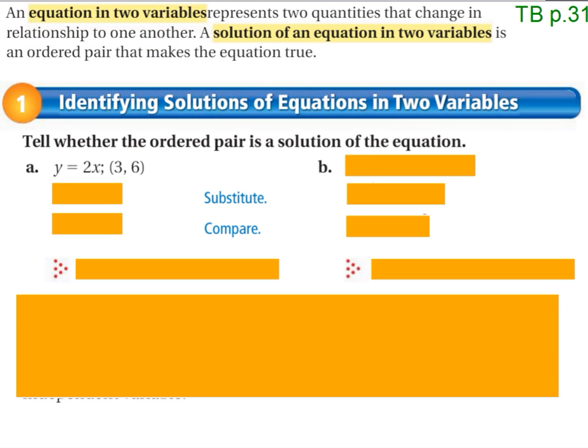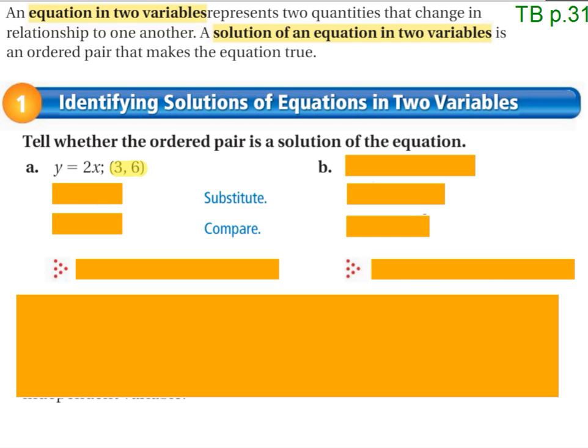Okay, now let's take a look at example 1. It says, tell whether the ordered pair is a solution to the equation. When I look at my first problem here, it says that y equals 2x. Now, what they want to know is, is the ordered pair 3, 6 a possible solution? You have to remember that the first number is always the x value. The second number in a coordinate pair is always the y value.